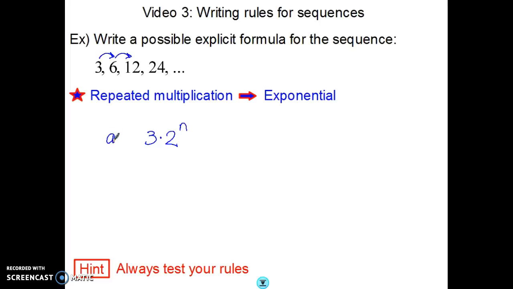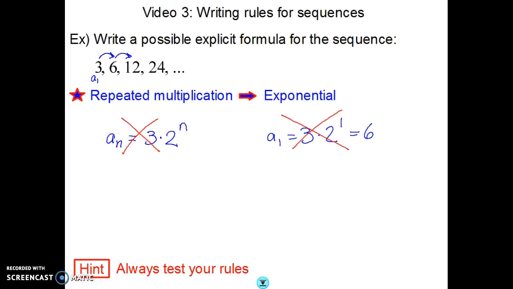Right? So if we think this is the rule for finding a sub n, then that means when we plug in 1, we should get 3, because a sub 1 is 3. Well, when we test this out, if you plug in 1, 2 to the 1, we get 3 times 2, which is 6, which is not what we wanted to happen. Right, so this rule, even though it might be pretty close, is not actually what we want.